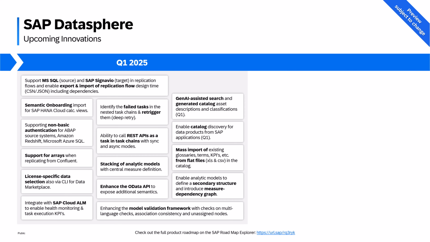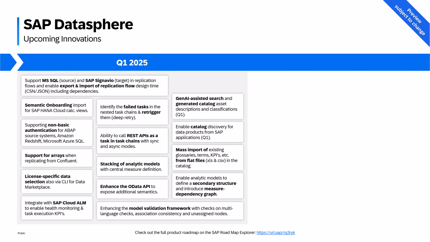Looking at the catalog side of the solution, there are also multiple enhancements planned, like for example the mass import of glossaries, terms, KPIs, etc., which sometimes are stored already in flat files, Excel or CSV files. So information is available in written format, and the capability to import that will then be added. So it's basically easier reuse of existing information.